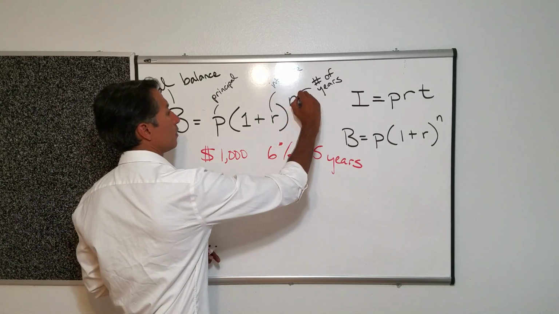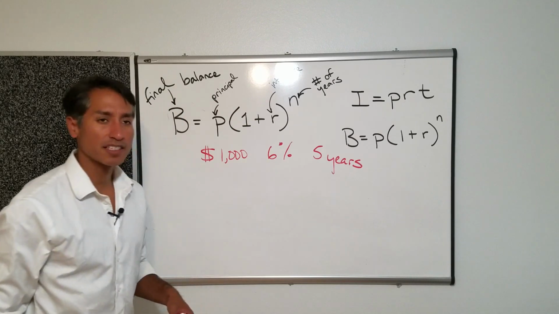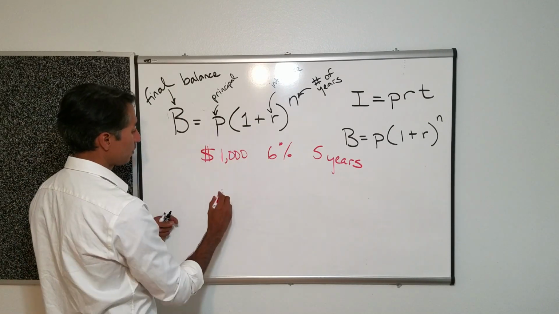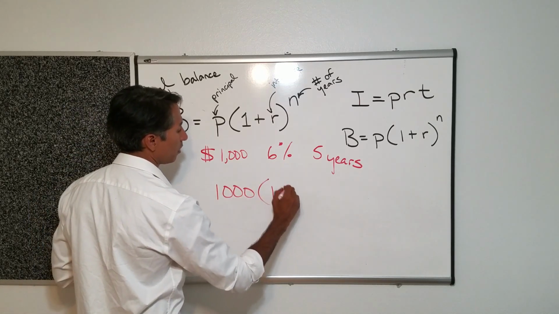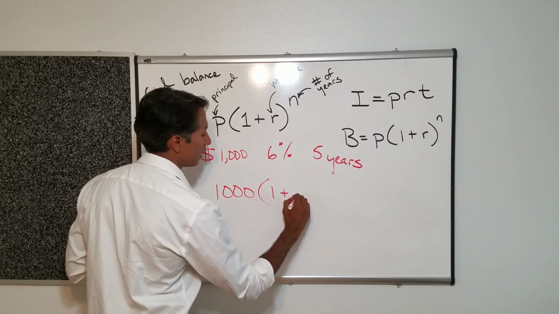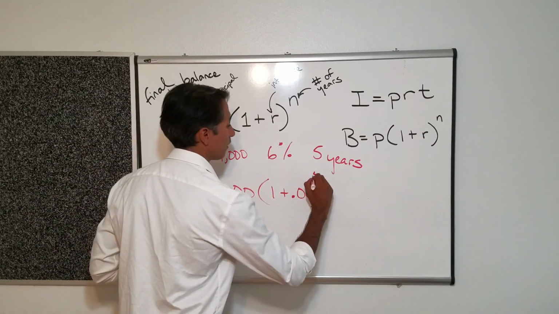And so yeah, looks like we're in good shape. So let's crank this stuff out. Let's plug it all in. We have our principal amount. We have 1,000 times 1 plus 6%. Be careful, it's not a 6, it's a 0.06. And then how many years? 5.